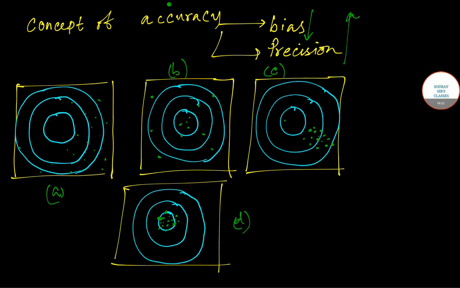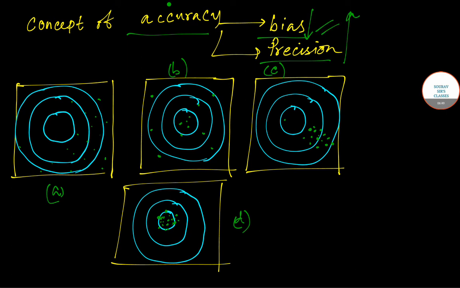So after BLUE, a very important concept is accuracy. Now the accuracy has two parts. One is bias and one is precision. So for an estimator to be accurate, the bias should be low and the precision should be very, very high. Now I have already discussed the concept of bias. Now what do we mean by precision? Precision indicates the precision of an estimator.